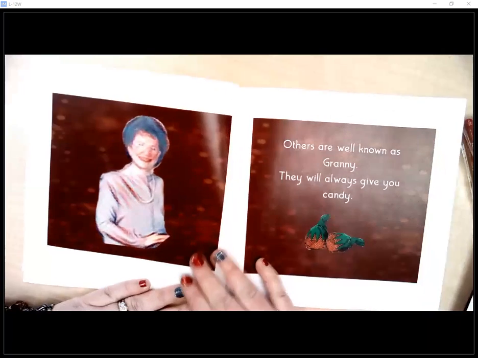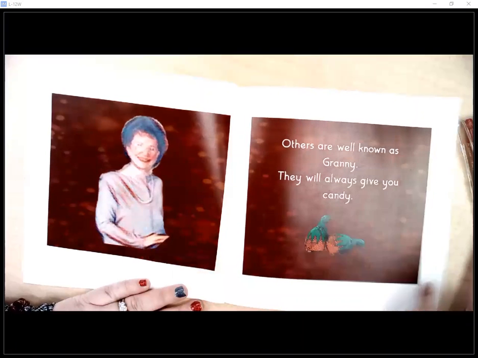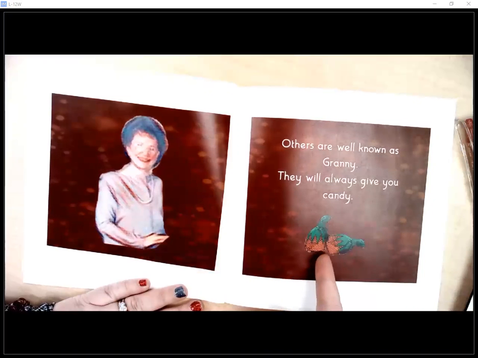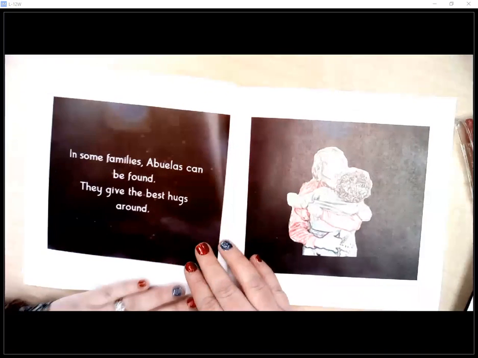Others are well known as Grandy. Others are well known as Granny. They will always give you candy. It's my husband's grandma. And is that not grandma candy? Doesn't every grandma have those strawberry things in their pocket, right? So fun. In some families, abuelas can be found.